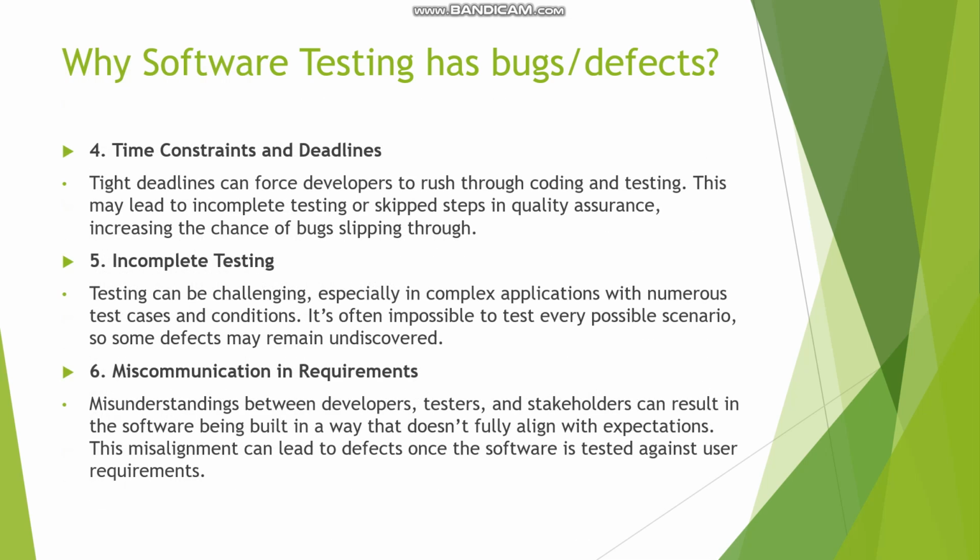Number four is time constraints and deadlines. Tight deadlines can force developers to rush through coding and testing. This may lead to incomplete testing or skipped steps in quality assurance, increasing the chance of bugs slipping through.